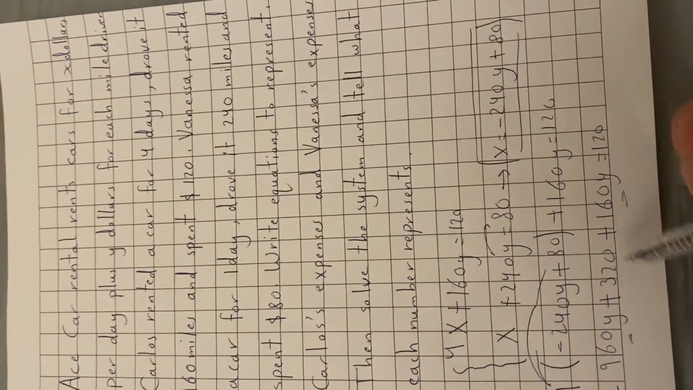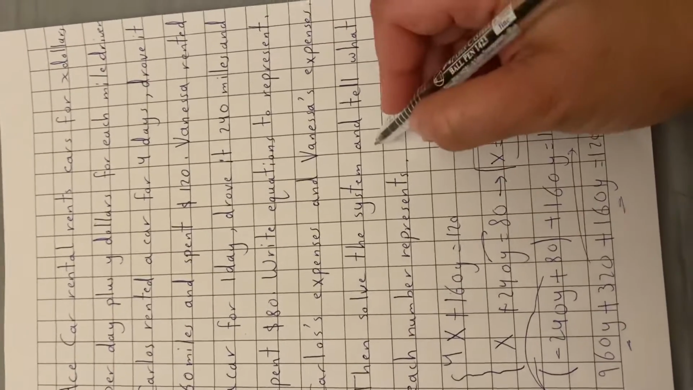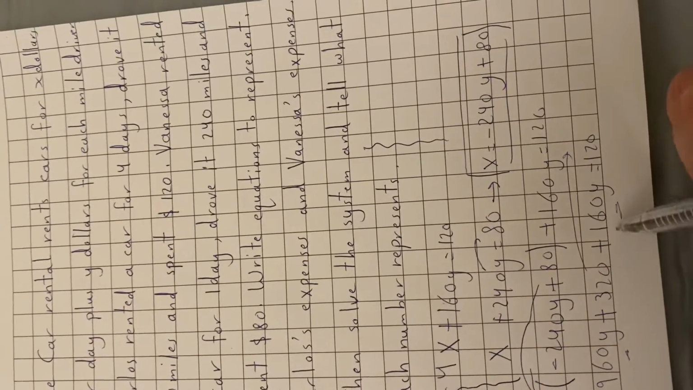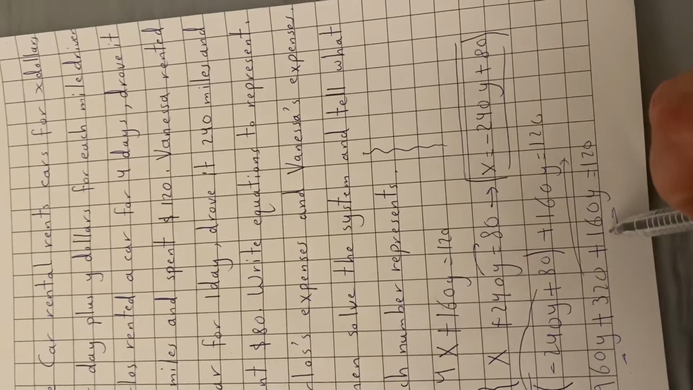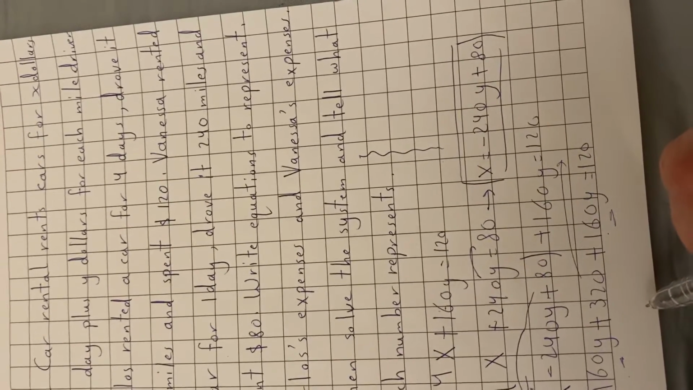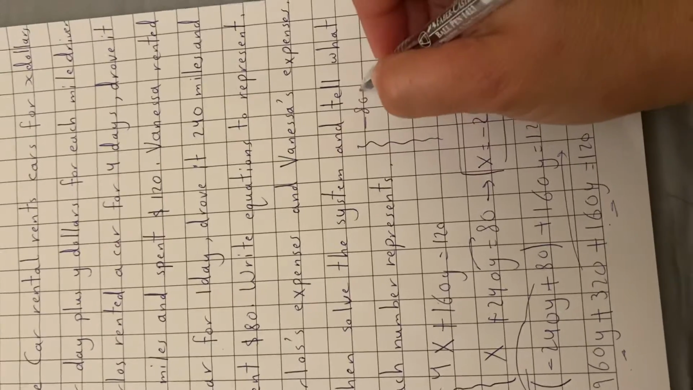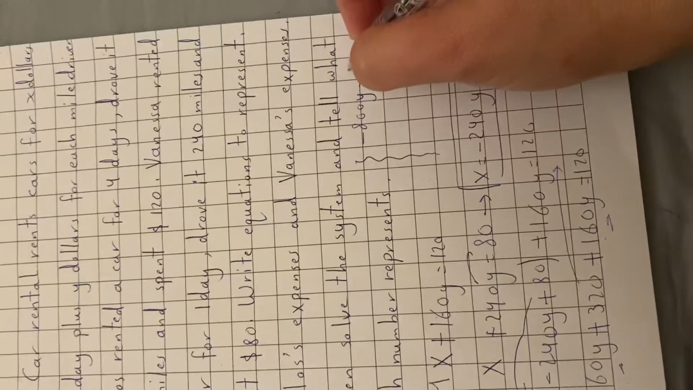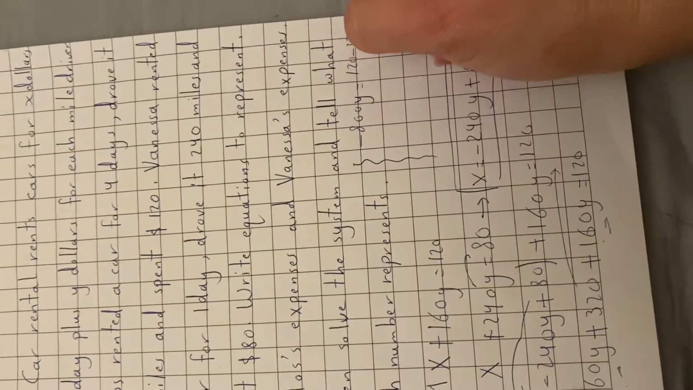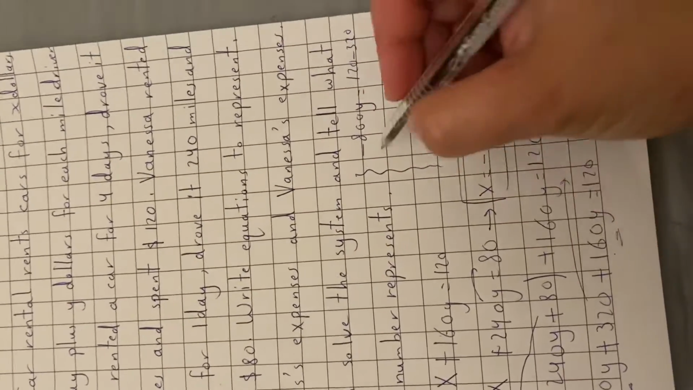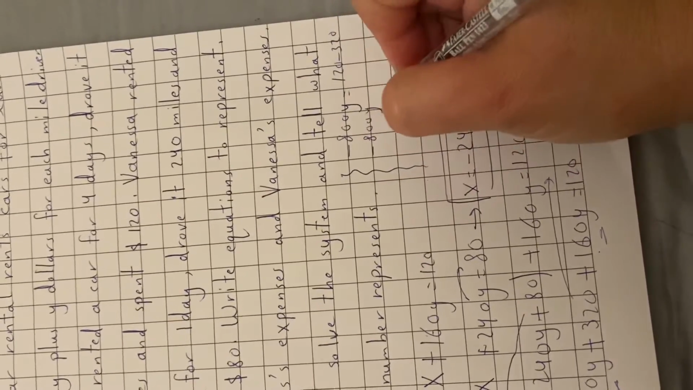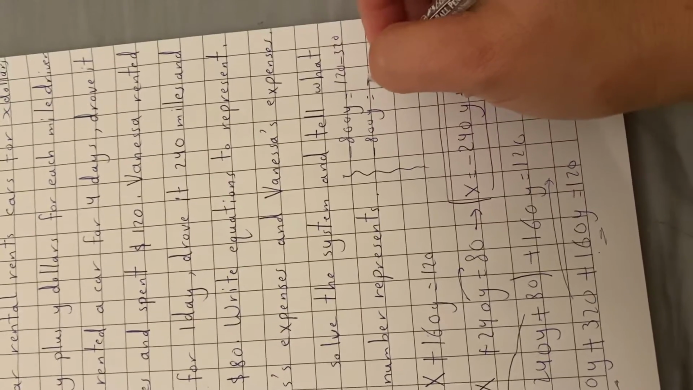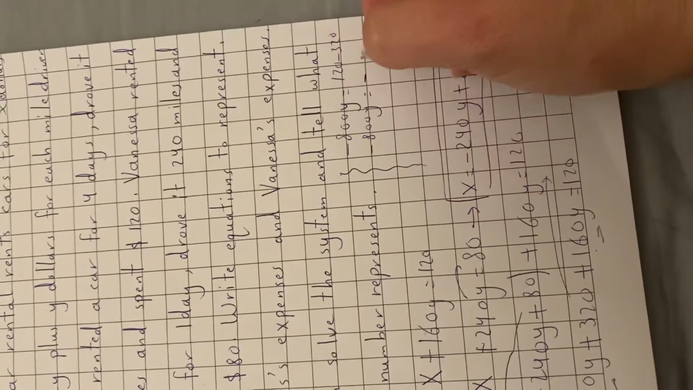Now I have to combine the like terms. I will add the y with the y, and the number I will take to the other side. Now negative 960 plus 160, I will subtract them together. It will give me negative 800y. And I will take the 320 there, it will become negative. So 120 minus 320. So negative 800y equal 120 minus 320, it will give me negative 200.